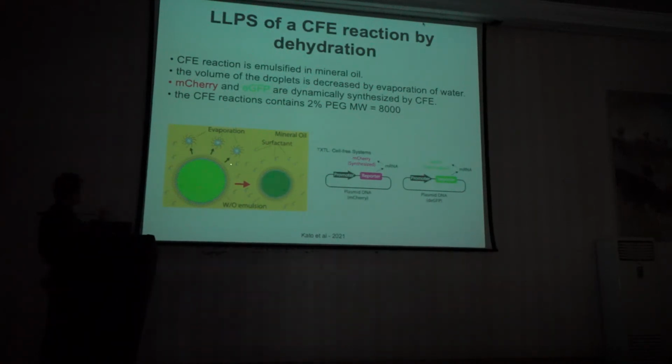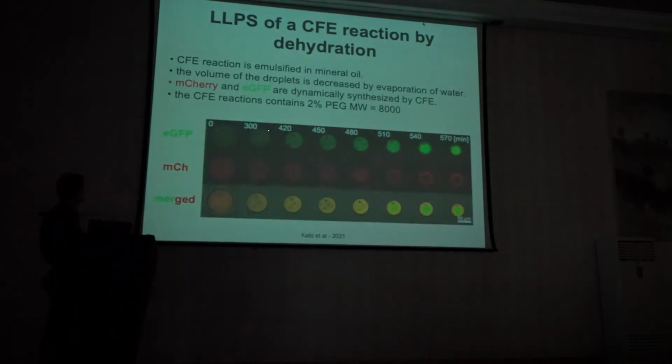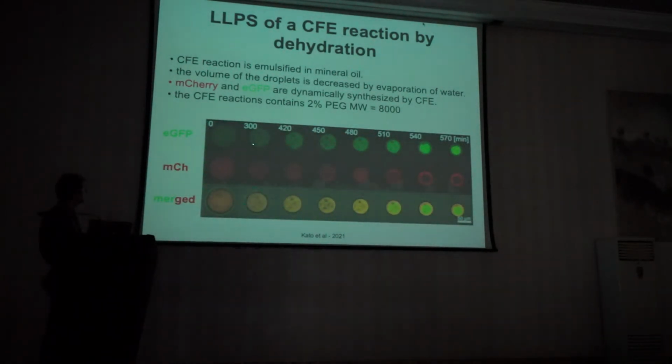The cell-free reaction is emulsified, the volume of the droplet is decreased, we express mCherry and EGFP, and we have a second phase. The cell-free reaction is by itself a phase of macromolecules. We have 2% in the system. And it's what you see after several hours. We evaporate, you see EGFP. It's shrinking. EGFP forms one droplet in this large droplet, and mCherry colocalizes outside.